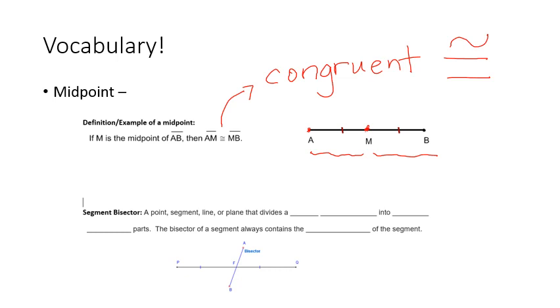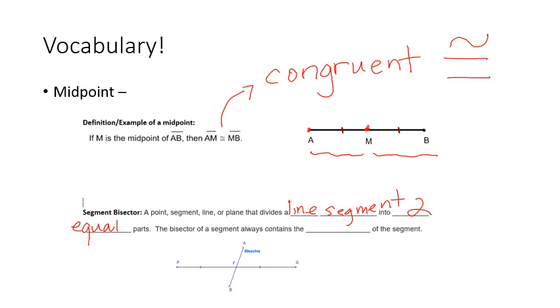Now, a segment bisector is a point, a segment, a line, or a plane that divides a line segment into two equal parts. So you can think of a segment bisector as being a midpoint, but it doesn't have to be a midpoint. It could be something else.